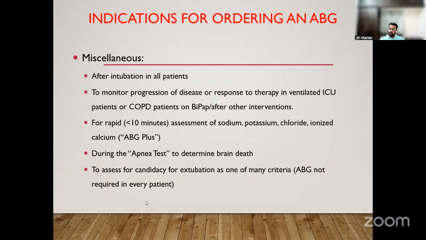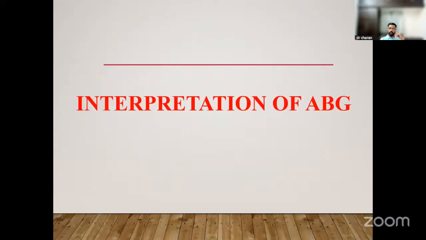Next is when you are doing an apnea test, when you want to diagnose brain death. We do an apnea test, we see the rise in carbon dioxide, and at that time we need to do an ABG. We also need to decide whether we need to extubate the patient or not. In those situations, we put them on weaning trials on the ventilator, and we do serial ABGs to see how they would cope with the weaning trials so that we can take a decision on extubating those patients. So these are all the situations in which you run ABG in the ICU. Other than this, be very careful about whether you really need an ABG.